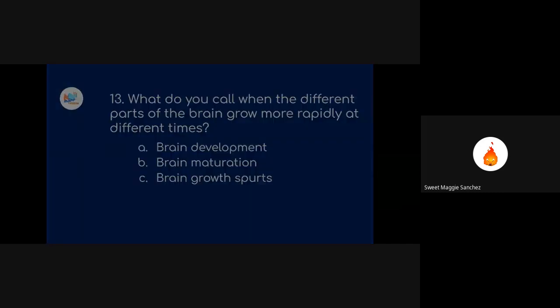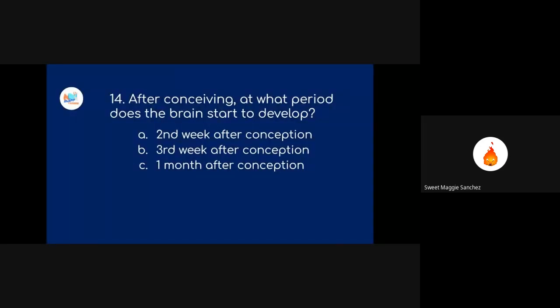Okay, timer stops. Question 14. After conceiving, at what period does the brain start to develop? Is it A, second week after conception, B, third week after conception, or is it C, 1 month after conception?